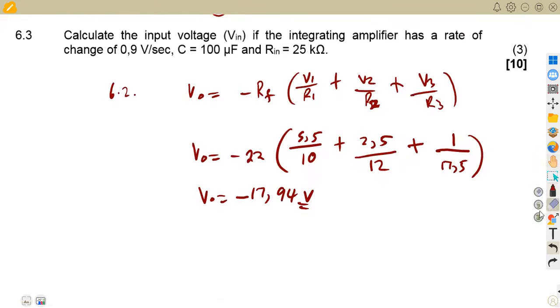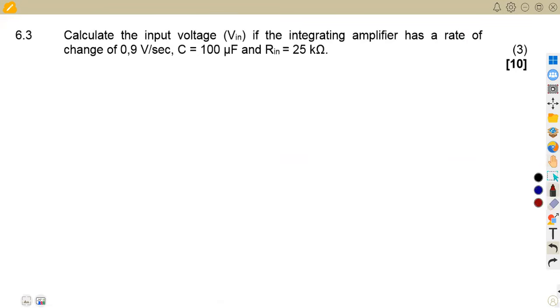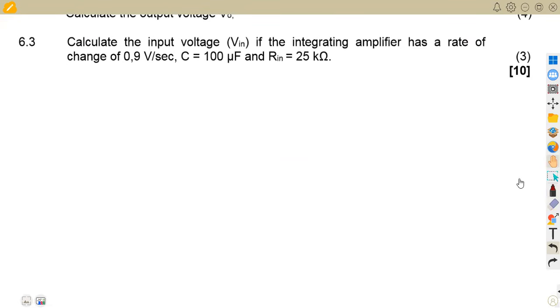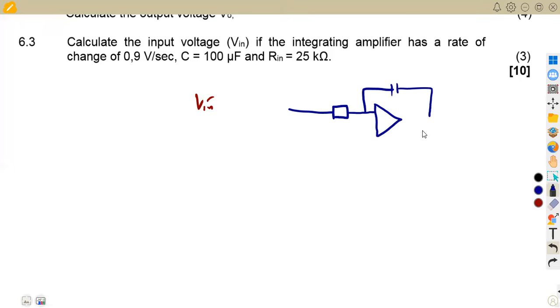Then 6.3, we are given to calculate, in this case, the input V in. Take note, we are talking about an integrating amplifier in this case, which is the rate of change. All right, just a sketch. Remember, our integrating amplifier has an input resistor and, in the feedback, a capacitor in this case.